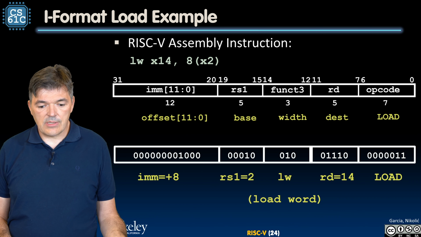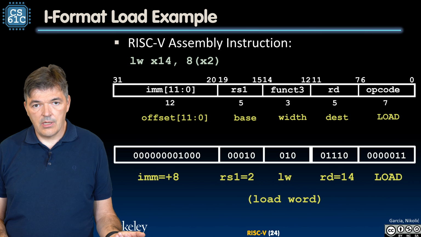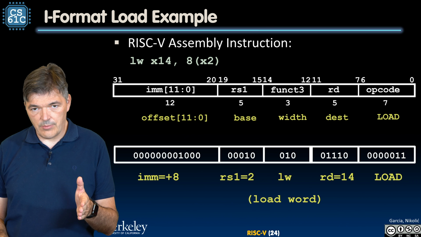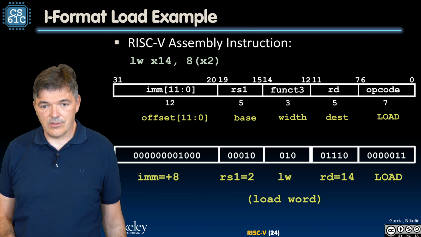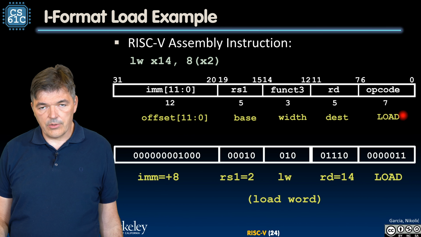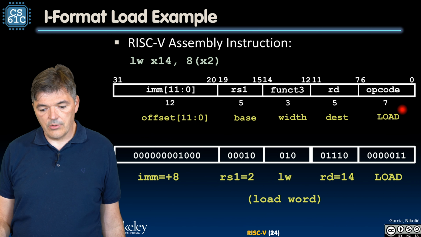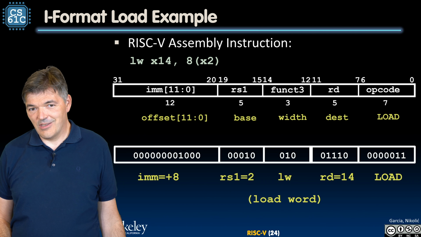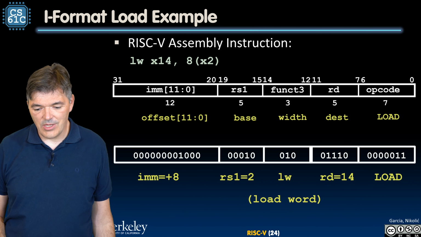Let's take a look at an example. Here is a RISC-V assembly instruction that is load word x14, with base pointer x2 and an offset of 8. The opcode here is going to be the opcode that corresponds to the load, which is in this case decimal 3, binary 11. That is different than the ones that we had for the immediates.